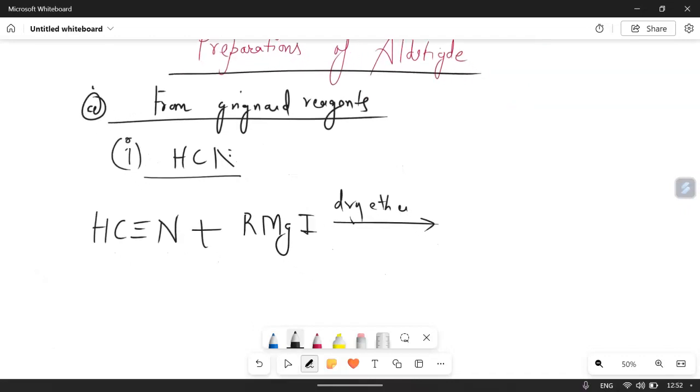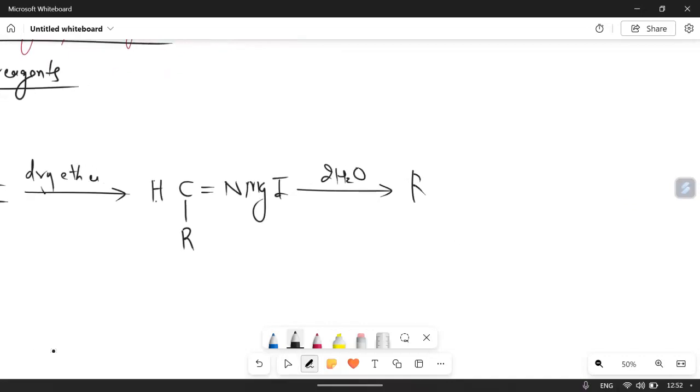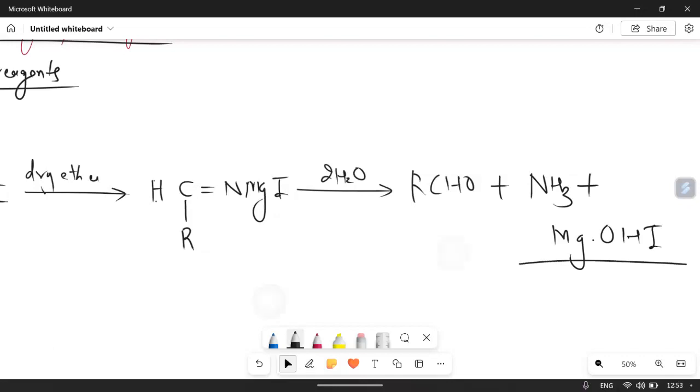When this reaction occurs in the presence of dry ether, what will happen? You know the polarity, R and this double bond NMgI. Okay, so there is a partial negative character and partial positive. This is also partial negative, partial positive. You can connect like that. Now there is a release of water. Hydrolysis we have to do, H plus. So it will give the RCHO plus NH3 plus MgOH X. Okay, so this is the method from Grignard reagent.